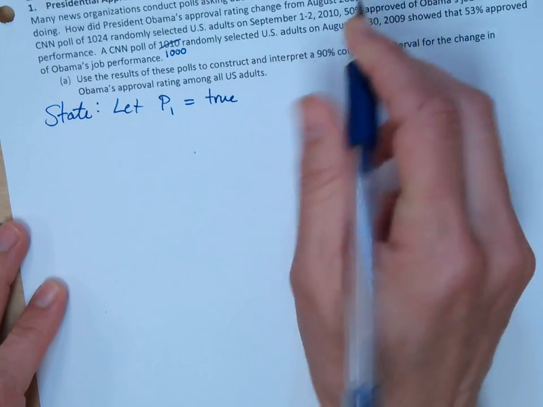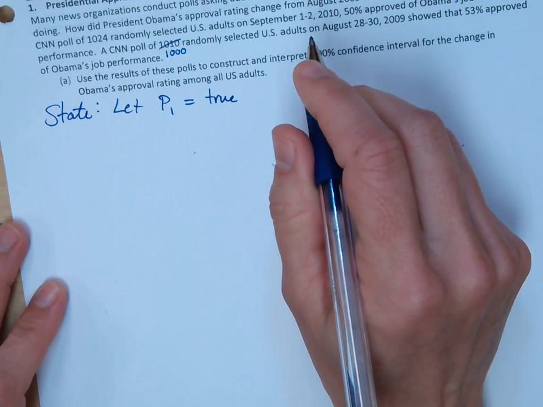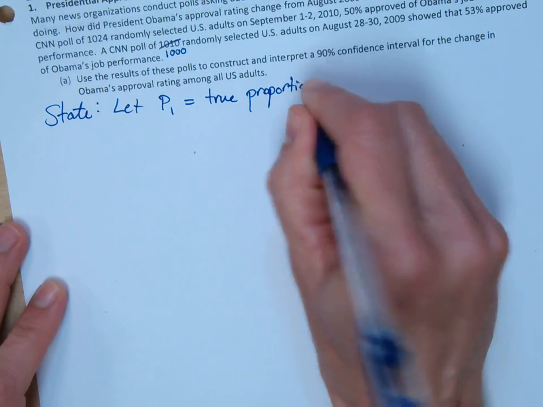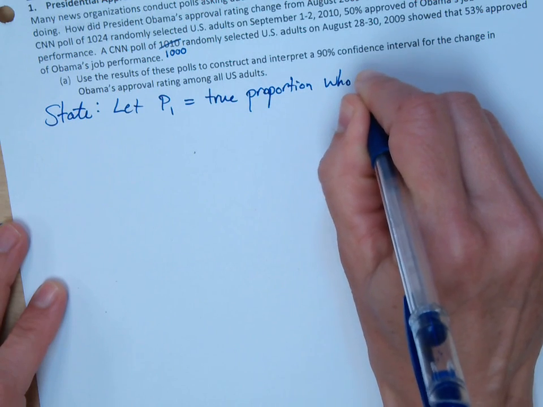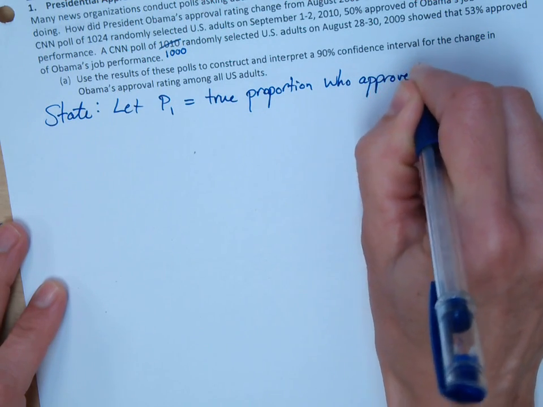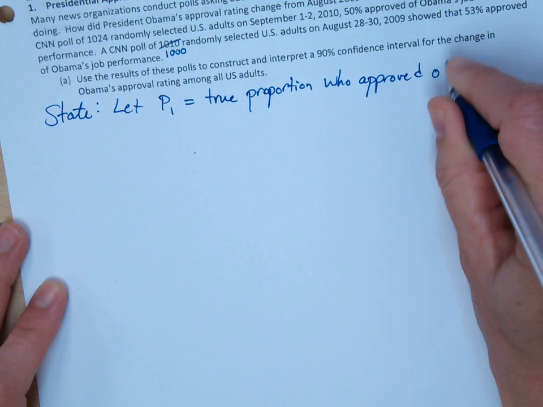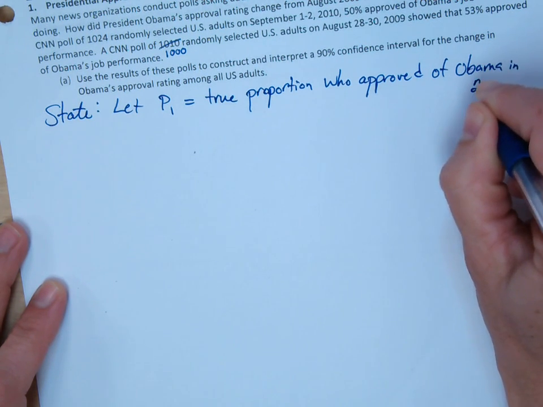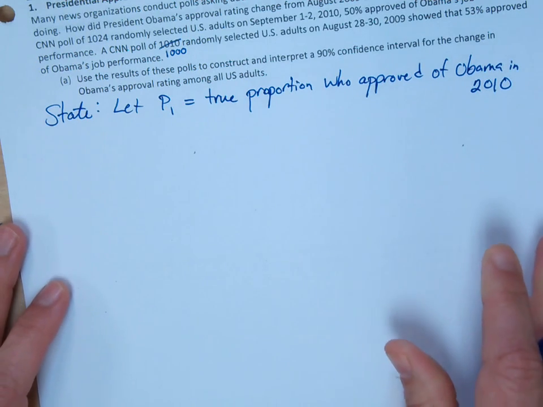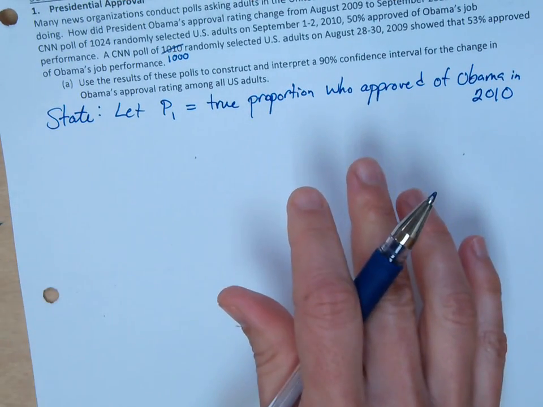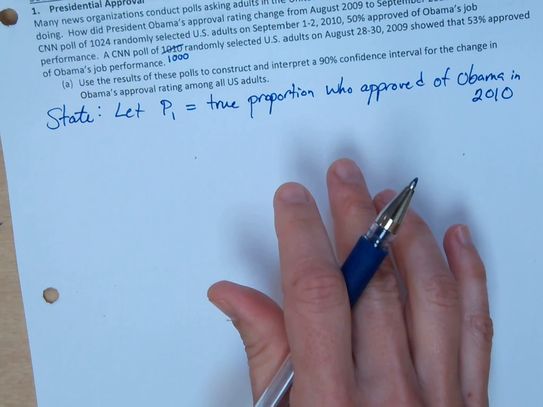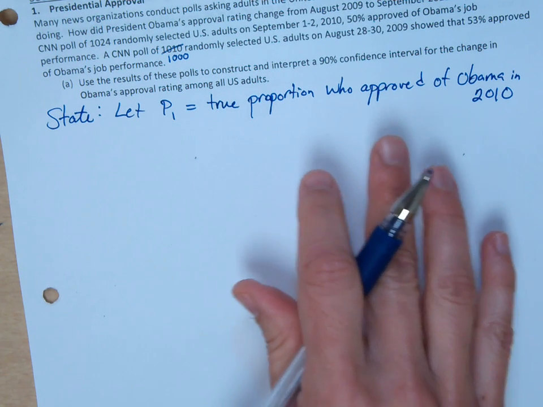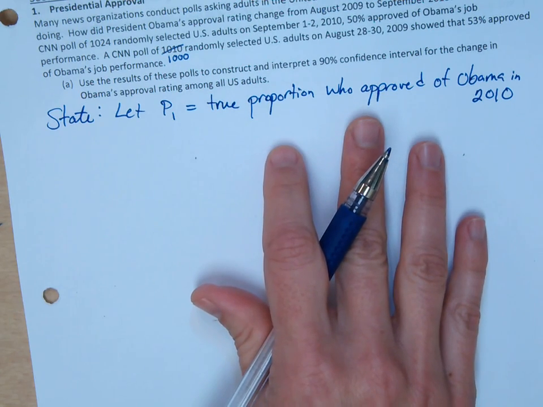true proportion who approved of Obama in 2010. And you'll see why when we use our calculator, but I'm going to write the actual proportion here. So it would be 512 over 1024, right? Because it's a 50% approval rating.